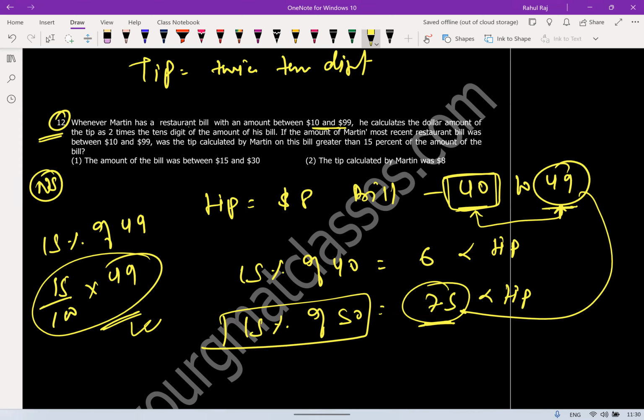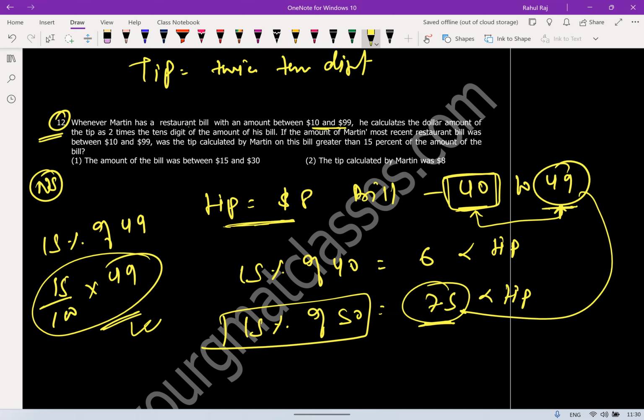Does that make sense? But no, why did you do 4 by 14 to 100? What are you trying to find out from me? To get the percentage value. What percent value? They're telling me the tip is $8.